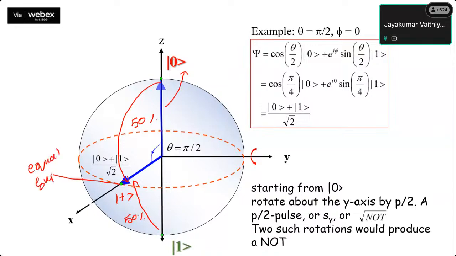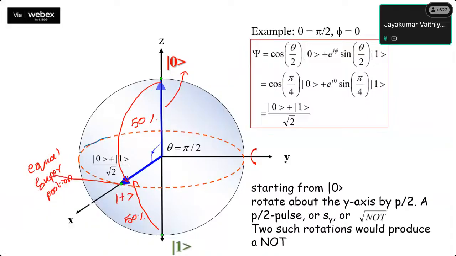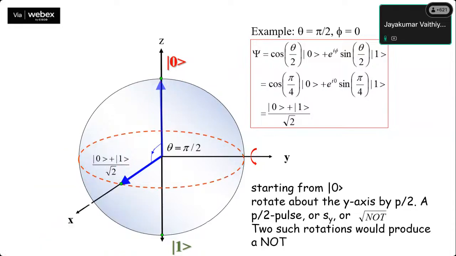Equal superposition. So where is equal superposition available? Equal superposition is only available in the equator. So note down this point: equal superposition in the Bloch sphere is only available in the equator. Where does the equator exist? In the xy plane. If you apply theta equal to pi by 2, it will create equal superposition, not just superposition. Superposition means it could be anywhere in your sphere.